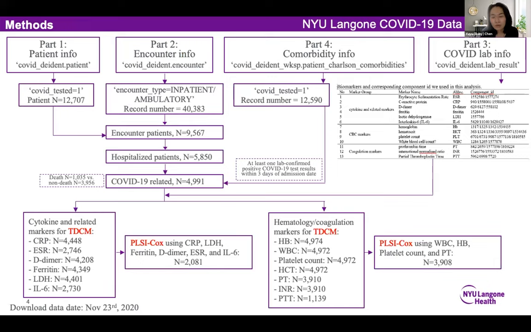Here's the workflow of how we generated our data sets. Because it's part of this COVID-19 data challenge, all the de-identified COVID-19 data were stored on a server, which is a Hadoop VDI platform, the so-called data lake. There are four parts of the data set. First is the patient info, from which we identify those with positive COVID tests in the past 3 days. Second is their encounter info, and also their comorbidity info, which is the Charlson score. And lastly, we use the component ID of each biomarker to identify their lab results. Then we merge all these four parts together to generate our final big data set.